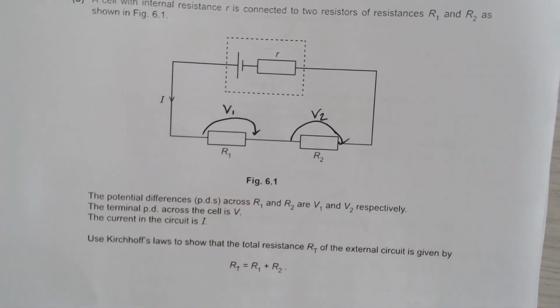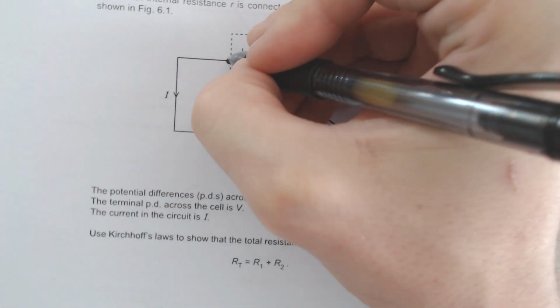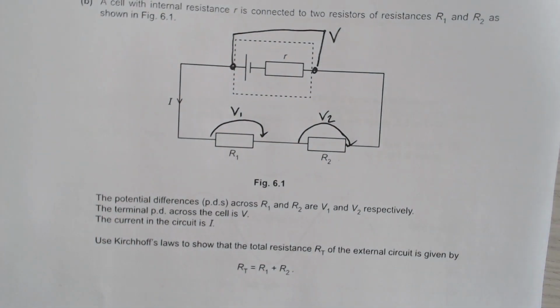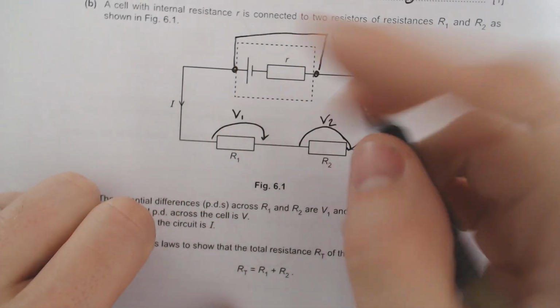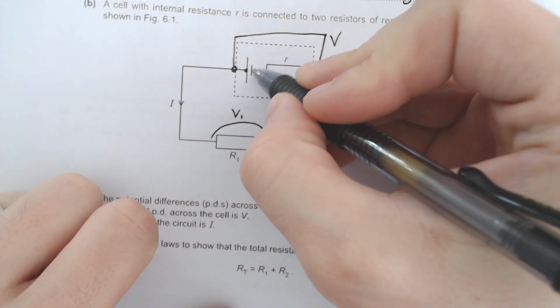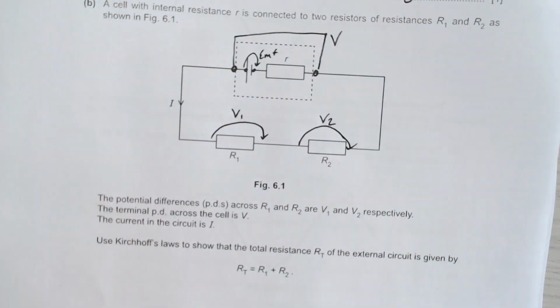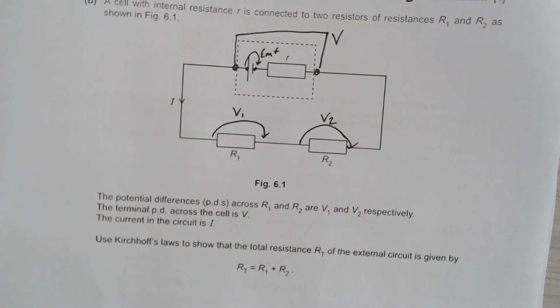So the terminal difference across the cell means if we hooked up a voltmeter on either side of here, from this side to this side, it would read V, which is not the entire electromotive force. That would be the voltage at the terminals. The electromotive force would be like if you went from here to here on either side of the battery, that would be the entire EMF. Okay? So we're excluding the internal resistance, so this voltage at the terminal is going to be slightly less.